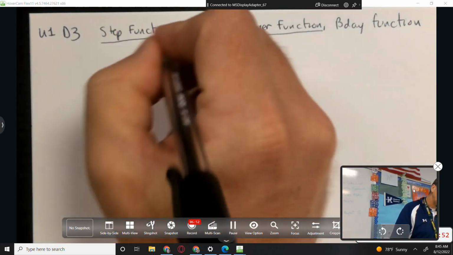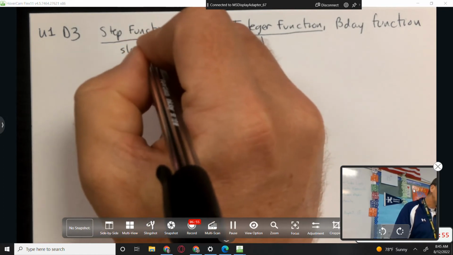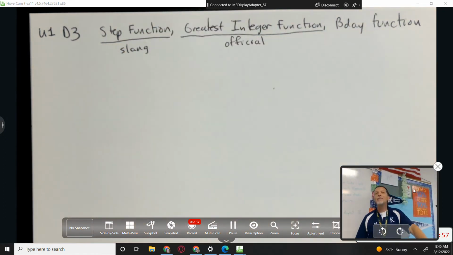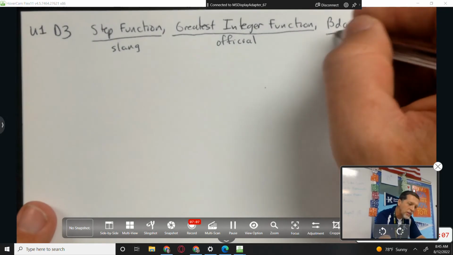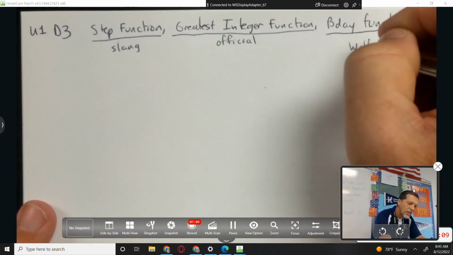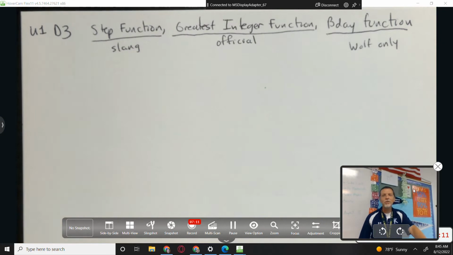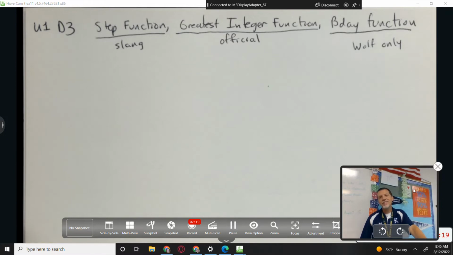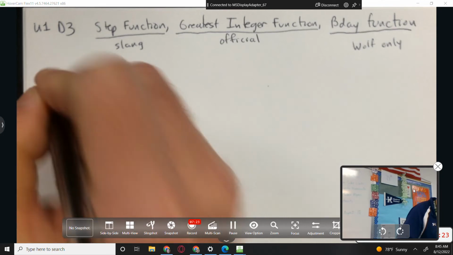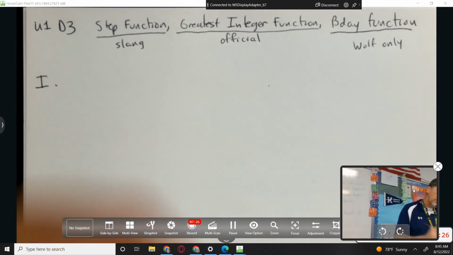The step function is sort of a slang name, but that everybody knows. Like if you say step function, everybody knows exactly what you're talking about. Everybody in the math world, right? Your younger brothers and sisters have no idea. But in the math world, people know what you mean if you say the step function. I made up the name birthday function, so that's like me only. So if you use that word somewhere else, they're going to be like, what are you talking about? That's not a real thing. And you'd be like, oh, that's what Mr. Wolf called it. Well, Mr. Wolf made up that name. But I think it helps explain it when we get there in a moment.